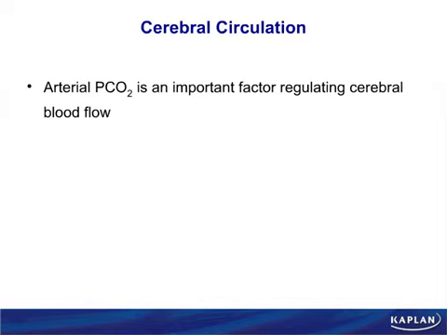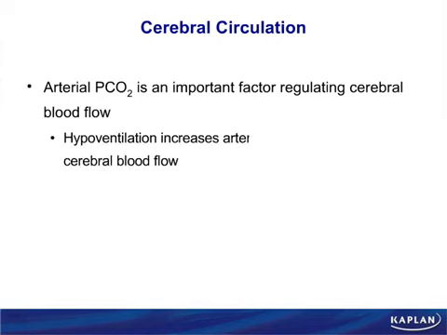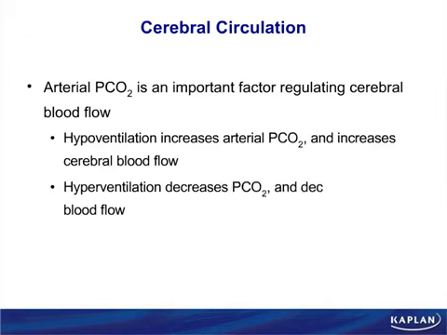Now let's talk about the brain. The brain is a great autoregulator, but there is one circulating factor that's going to influence the cerebral circulation, and that is arterial PCO2. Arterial PCO2, which is regulated by what organ system? I hope you said lungs. Absolutely, the lungs. If we hypoventilate, then CO2 goes up, and this tends to increase cerebral blood flow. In contrast, when we hyperventilate, this drives CO2 down and can decrease cerebral blood flow.